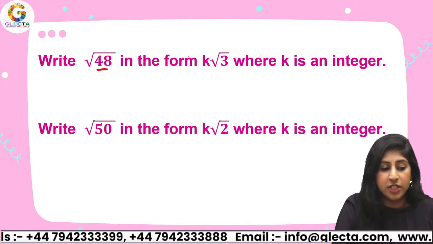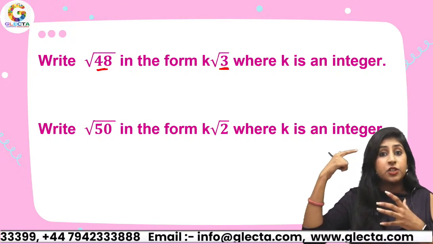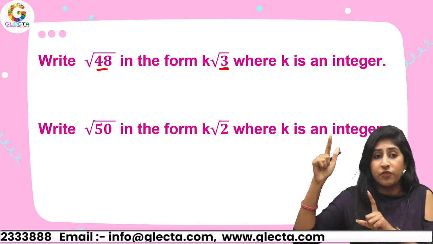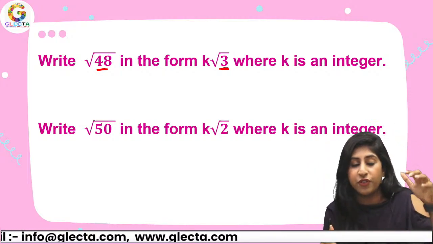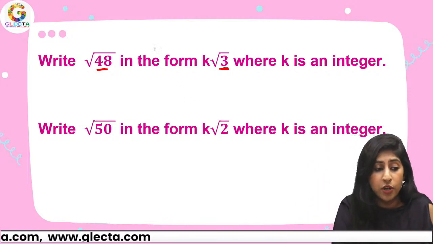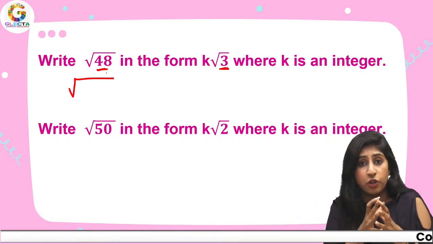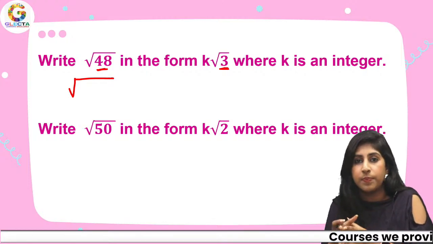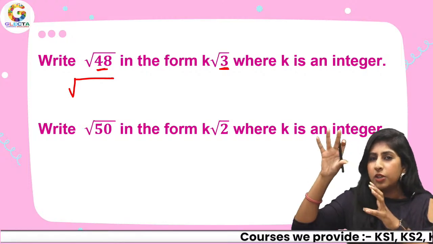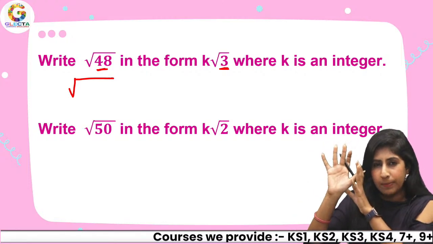Square root 48. How can I write 48 as a multiple of 3? Let's try to do it mentally. I'm doing the first one for you. I want you guys to give me the answer for the second one. So square root 48, if I want to write 48 as a multiple of 3, 48 is 16 times 3. Now do it mentally. 3 is a non-square number, so we're going to keep it as it is.